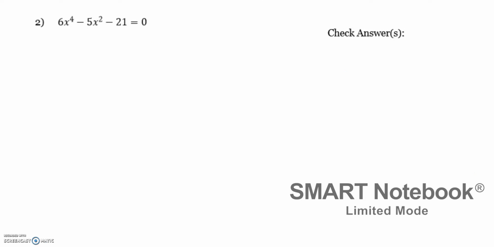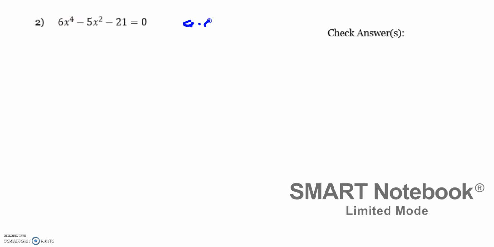Number 2, 6x to the fourth minus 5x squared minus 21. There is not a greatest common factor at the beginning of this problem, so that's unfortunate. But I do notice that when I start with an even power, I could try to factor with split the middle. So let's try that.